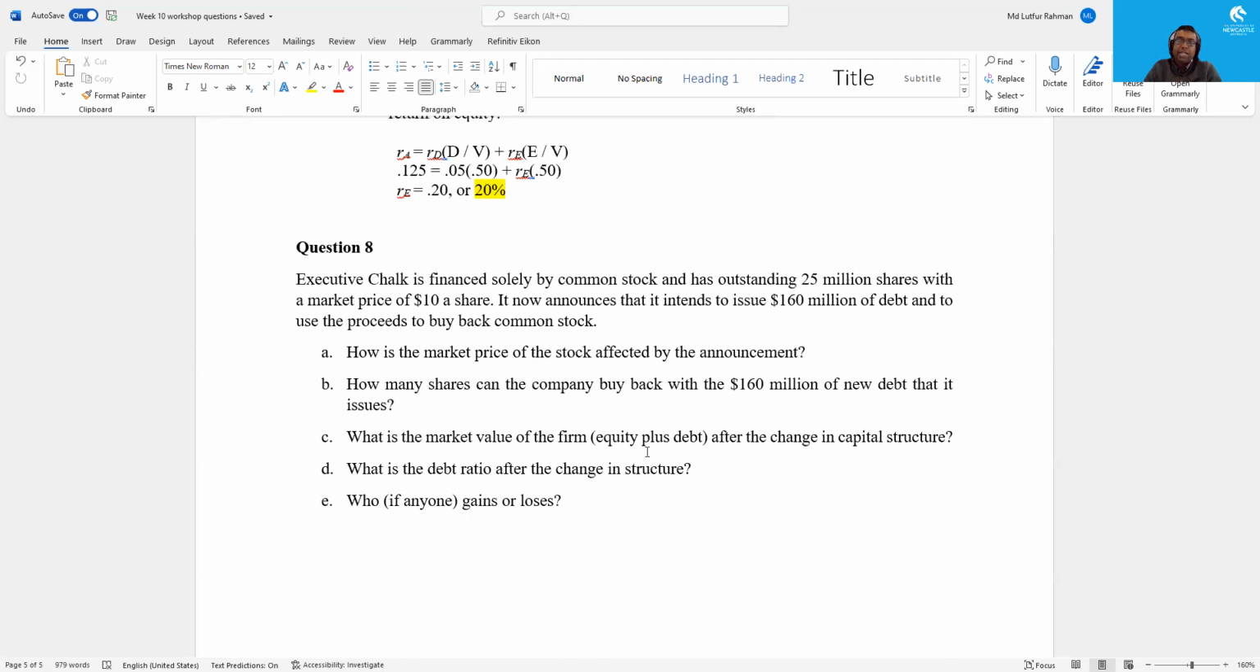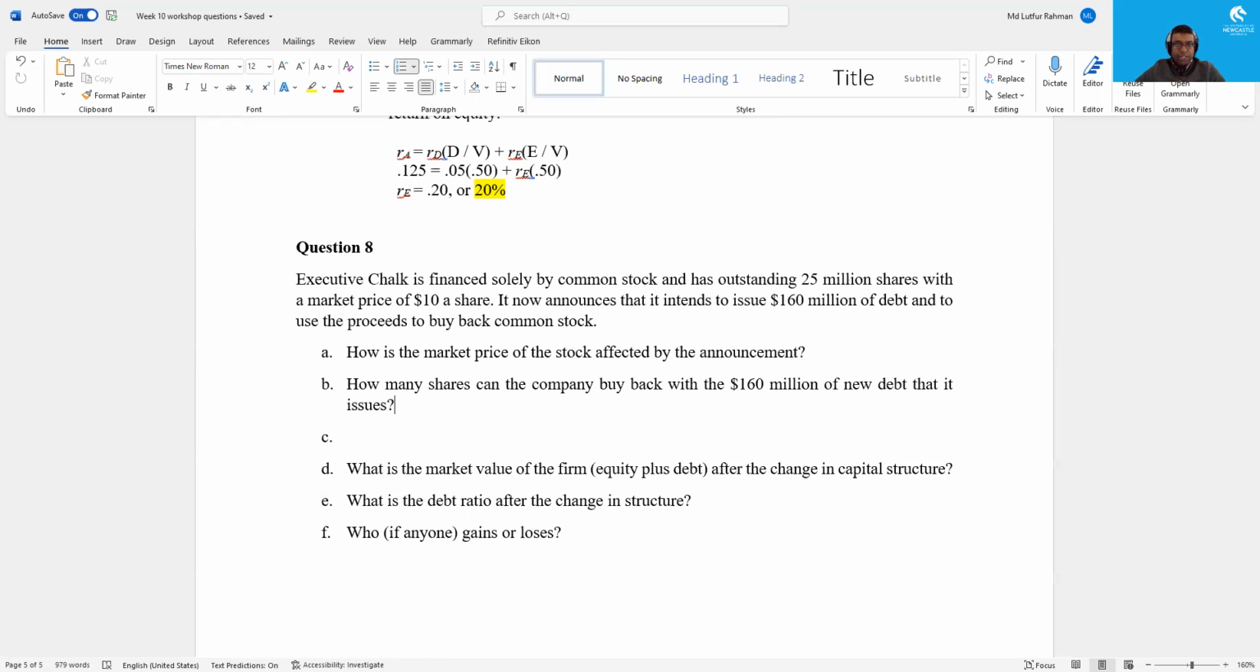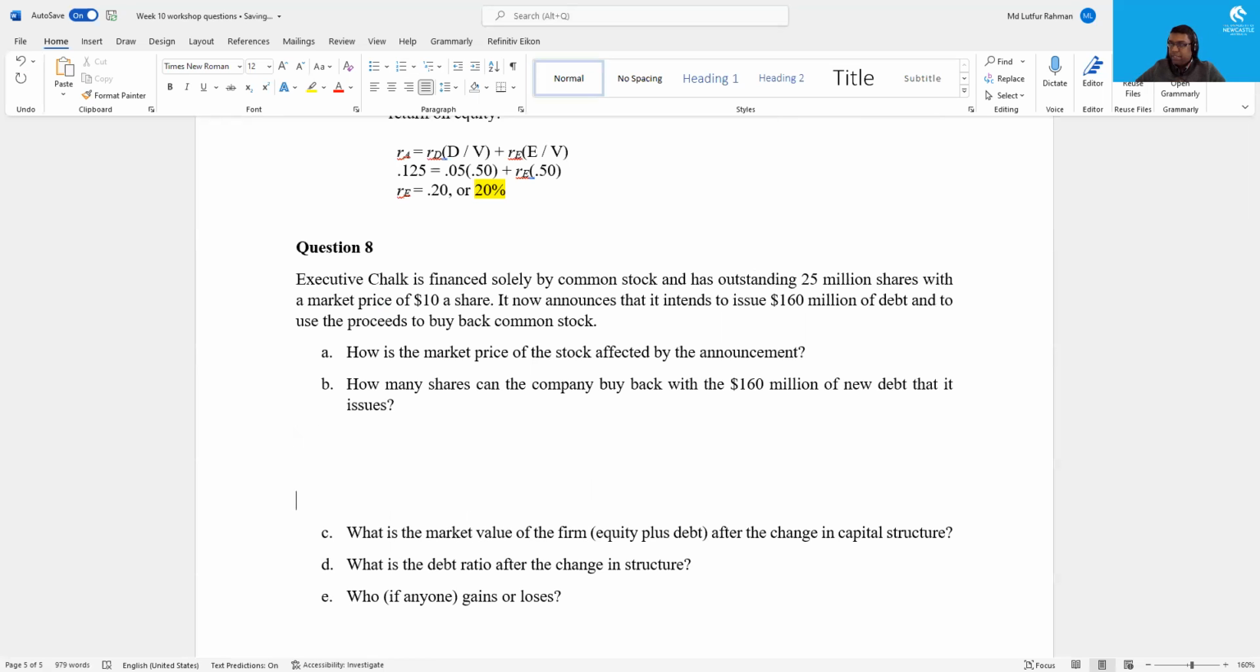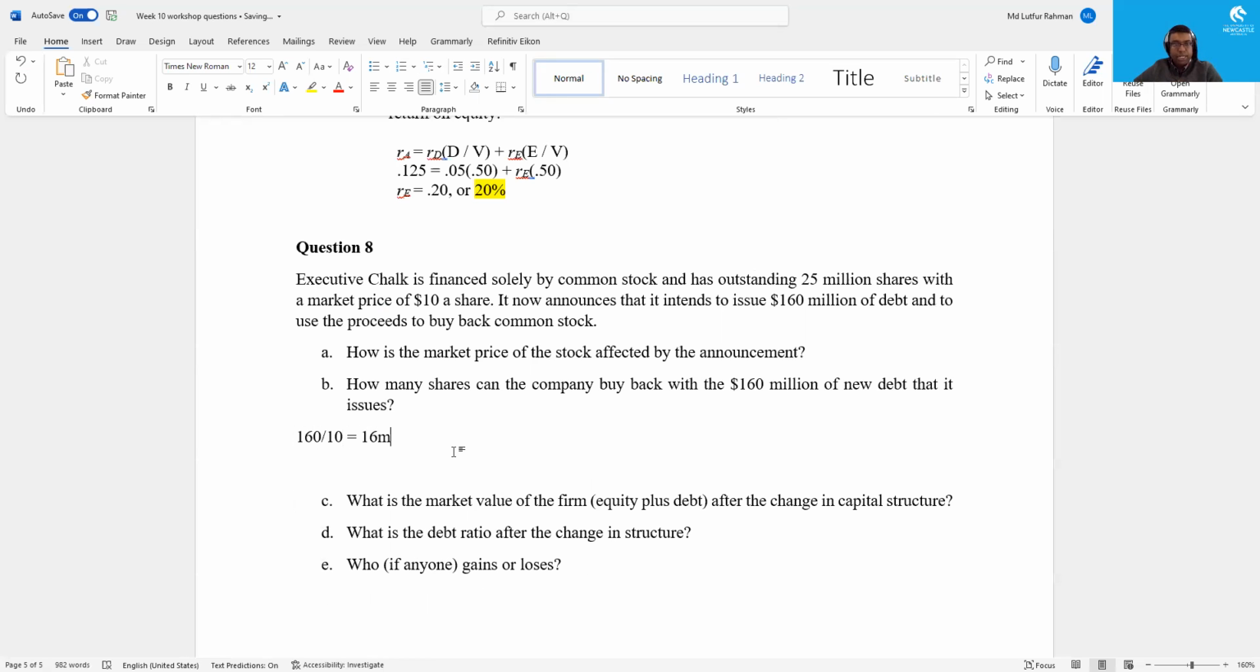Okay, so once again, it doesn't have any impact on the stock price. How many shares can the company buy back with 160 million of new debt? Okay, so this is a very simple one. 160 million is the debt they issue, and each share has a price of 10, so they can buy back 16 million shares.